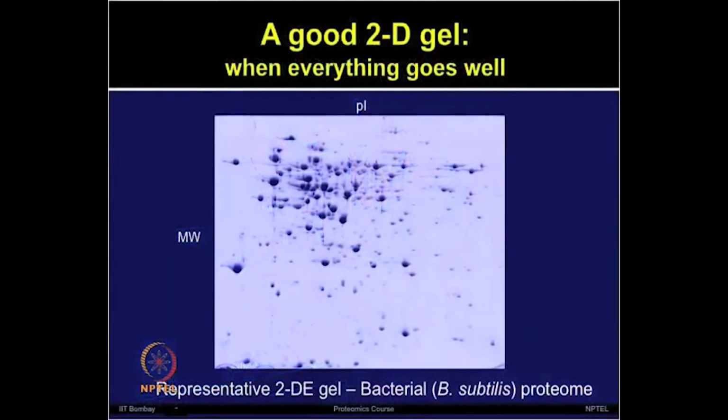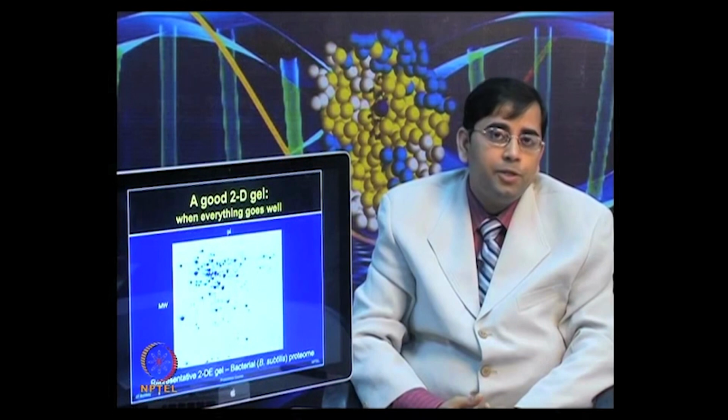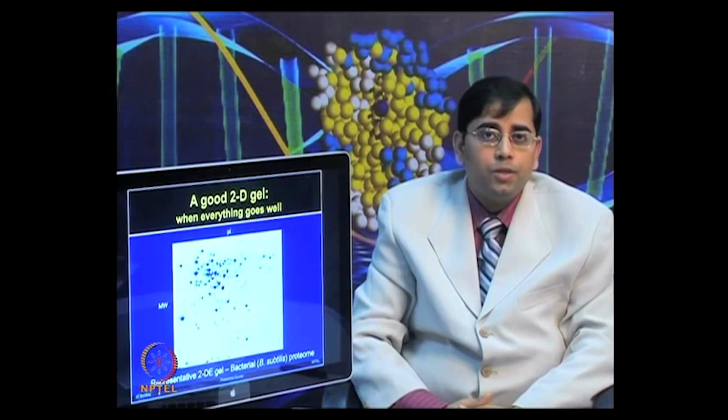Now, I am showing you another good gel obtained from a bacterial sample, B. subtilis, but often this is not the case. Many times there are different types of issues which could give rise to very bad images. These issues could be because of the sample preparation method, the reagents involved, isoelectric focusing, different types of parameters involved, and finally, the different staining methods being used. So, let us talk about some of these issues step by step.